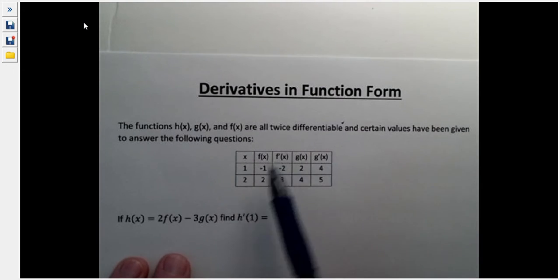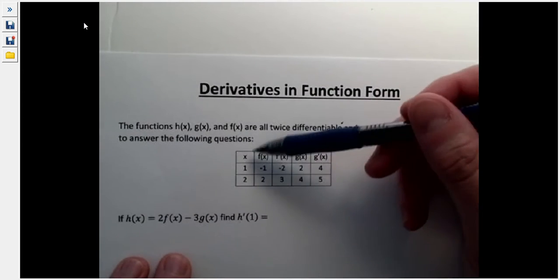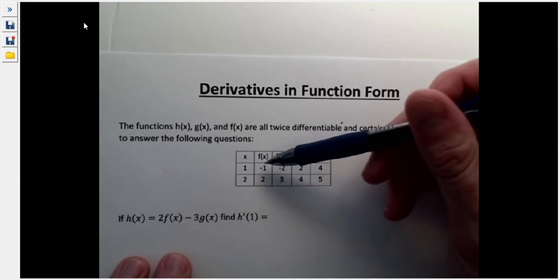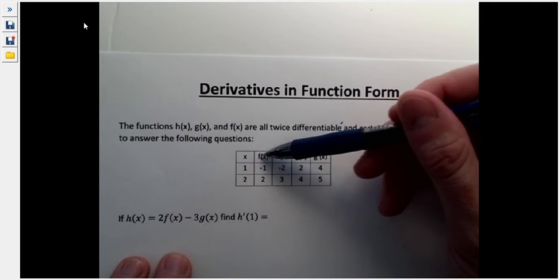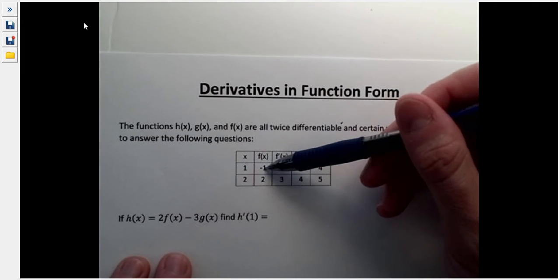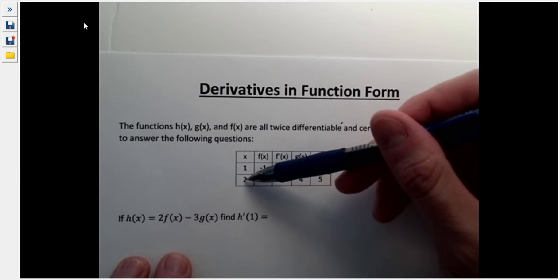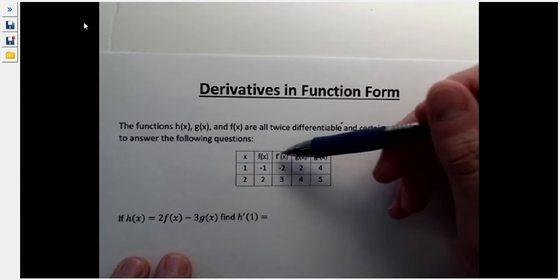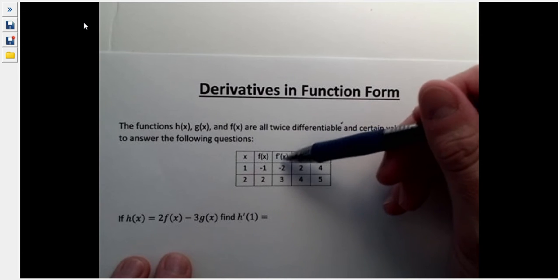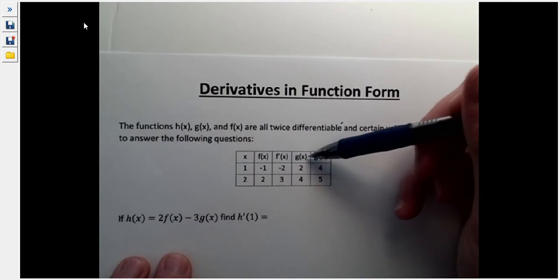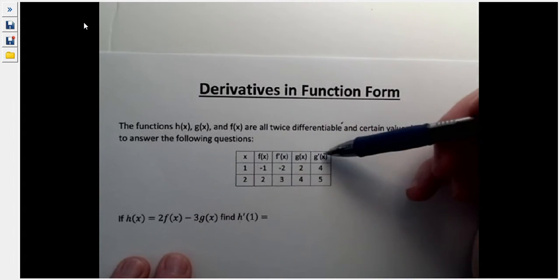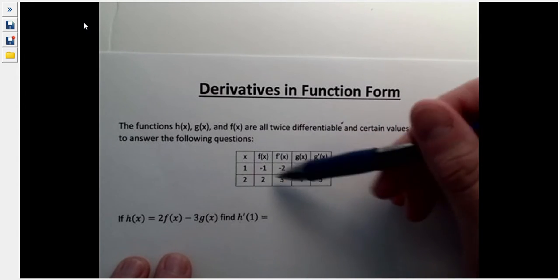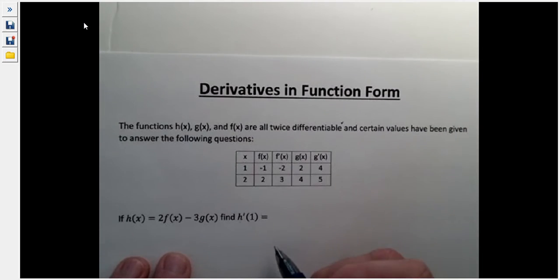So this table, let's basically break this down. This column is my x values. x is 1, x is 2. So f of x when x is 1 is negative 1. f of x when x is 2 is 2. This is f prime. These are values of f prime at 1 and 2. These are values of g at 1 and 2, and these are g prime at 1 and 2. So we're going to use these values to evaluate the questions that they've asked us to do.